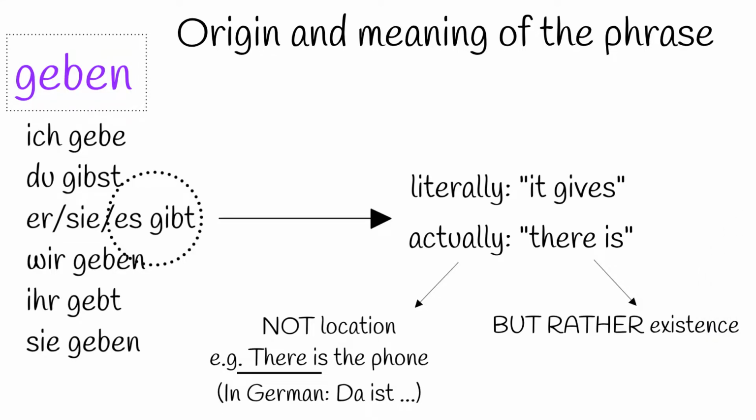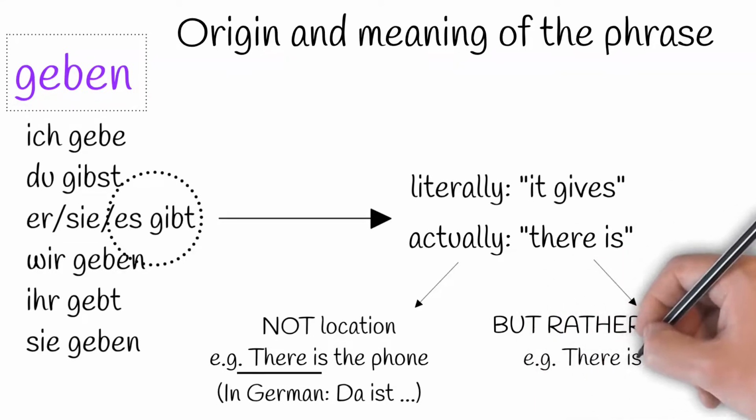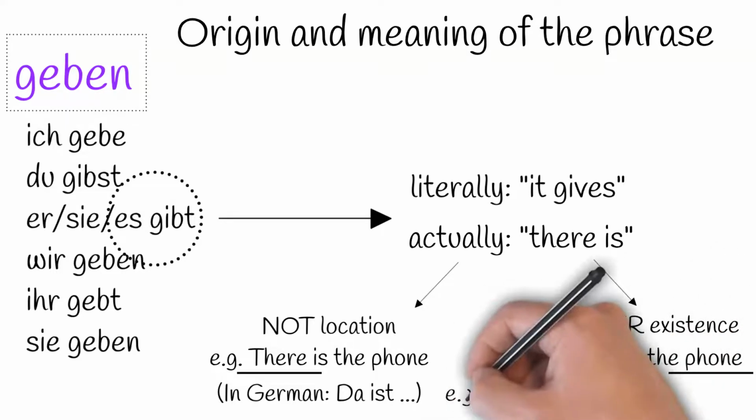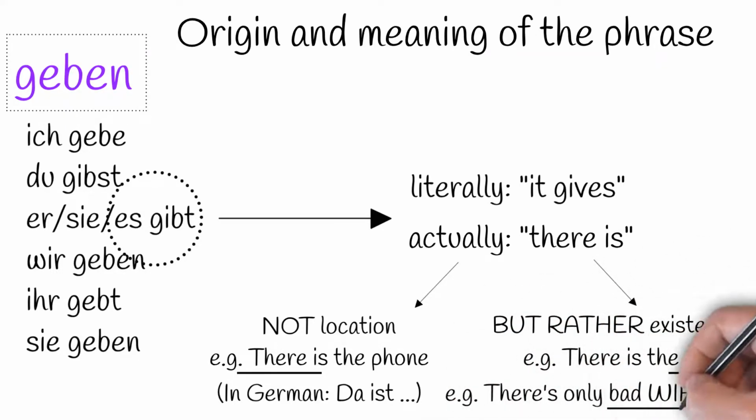Let's use the exact same example but change the emphasis. There is the phone, or here's another example. There's only bad Wi-Fi here. Both of these refer to the existence of something.